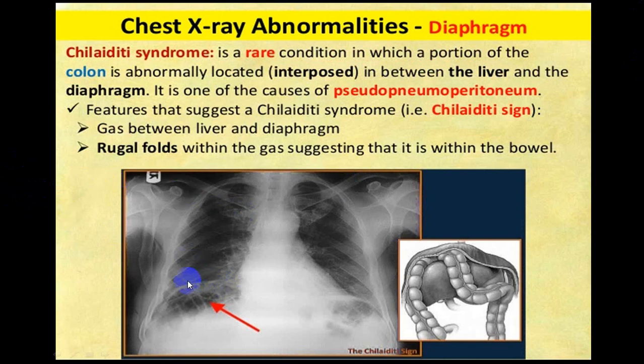Whenever you see a radiolucency below the diaphragm, and if you see these rugged folds, or what we call haustration, that is in favor of what we call Chilaiditi syndrome. That is because the hepatic flexure has come between the liver and diaphragm, and that produces this particular finding. It is pronounced as Chilaiditi syndrome.